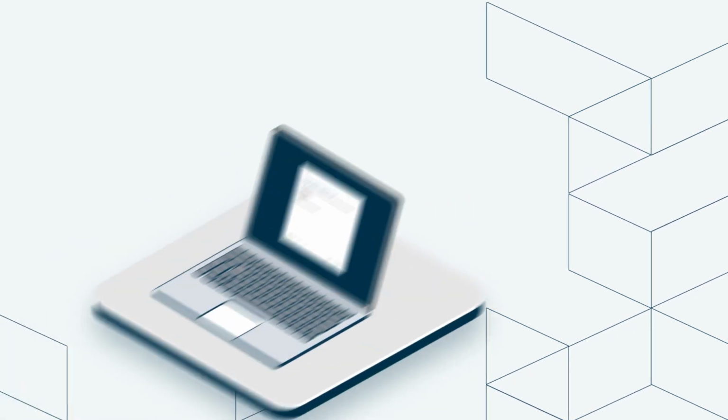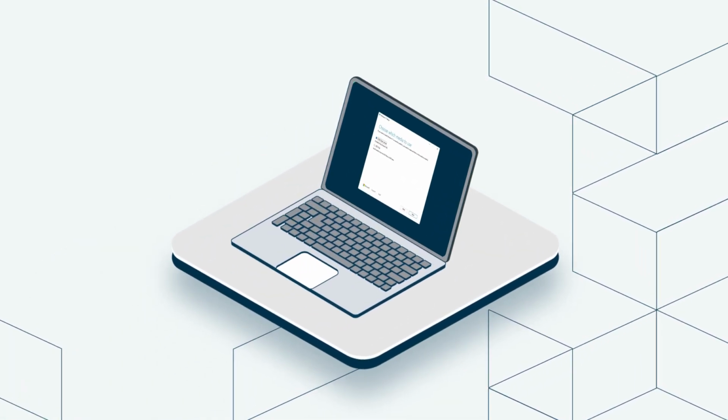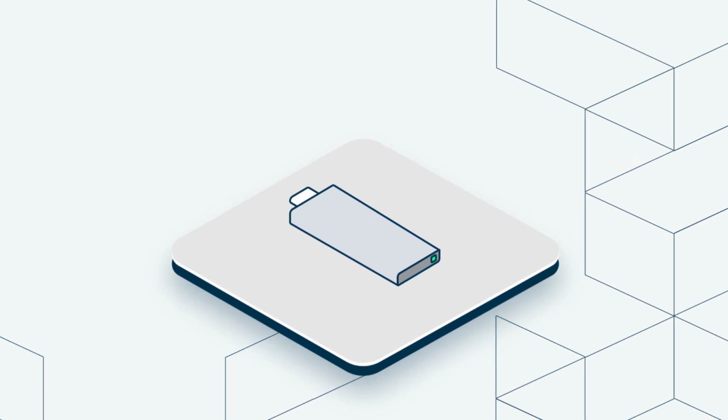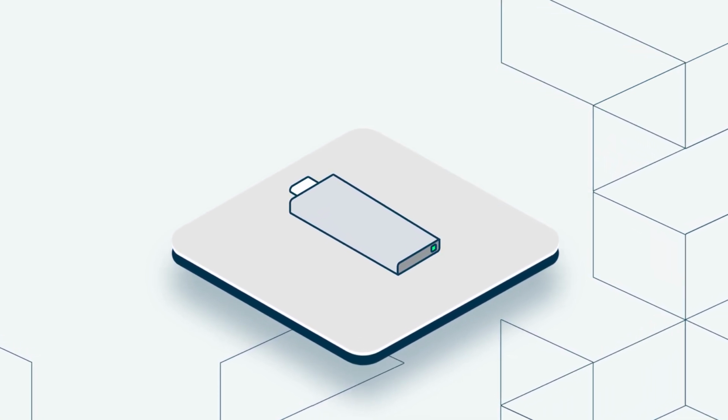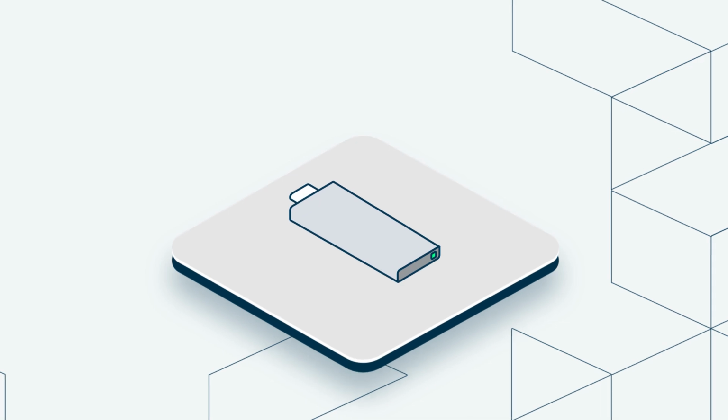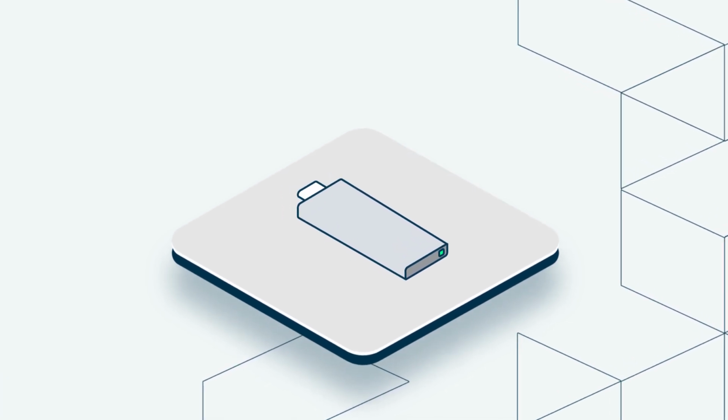Step 2. Create the installation media. Run Microsoft's Media Creation tool, choose Windows 11 Home, and let it create a bootable USB drive with 8 GB plus storage for installation media. This ensures you're installing the correct edition and the latest version available.